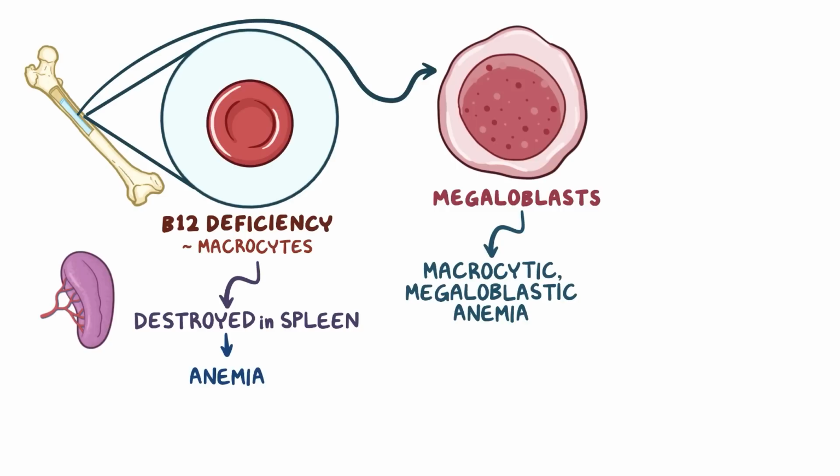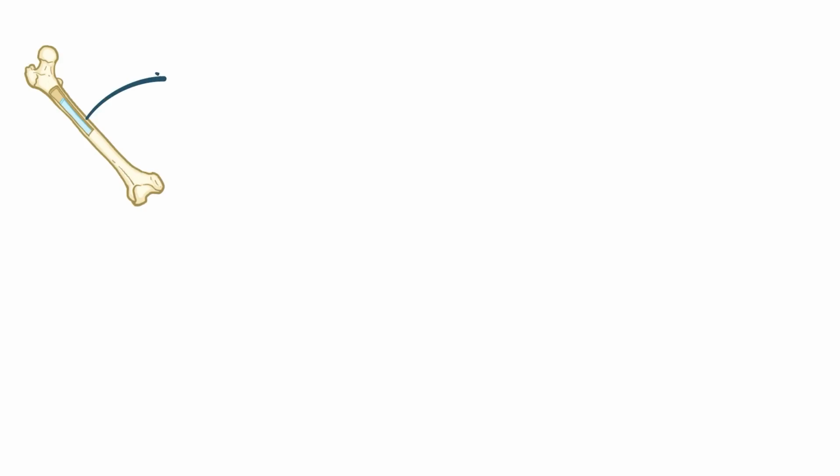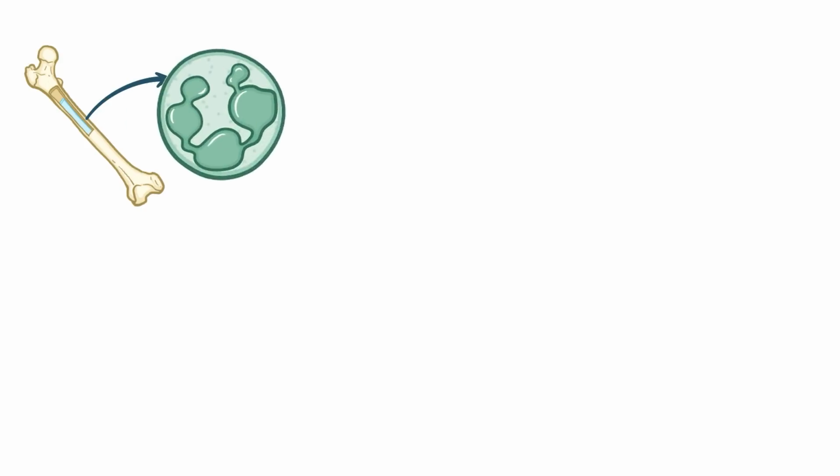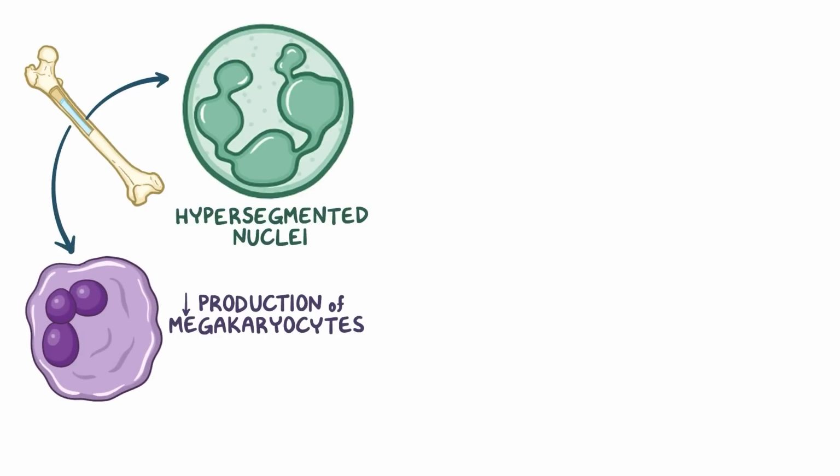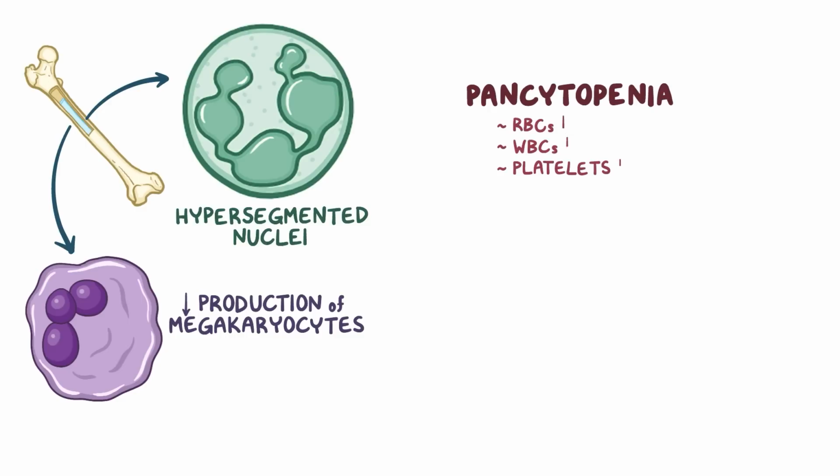B12 deficiency also affects white blood cell production, so the bone marrow starts releasing large, immature neutrophils with hypersegmented nuclei, meaning their nucleus has more than 5 lobes. Finally, severe B12 deficiency may also decrease the production of megakaryocytes, which are the platelet precursors in the bone marrow. So, when all 3 blood cell lines are affected, this results in pancytopenia, which is when red blood cell, white blood cell, and platelet count is low. And folate deficiency also decreases white blood cell, red blood cell, and megakaryocyte production in the bone marrow, also resulting in pancytopenia.